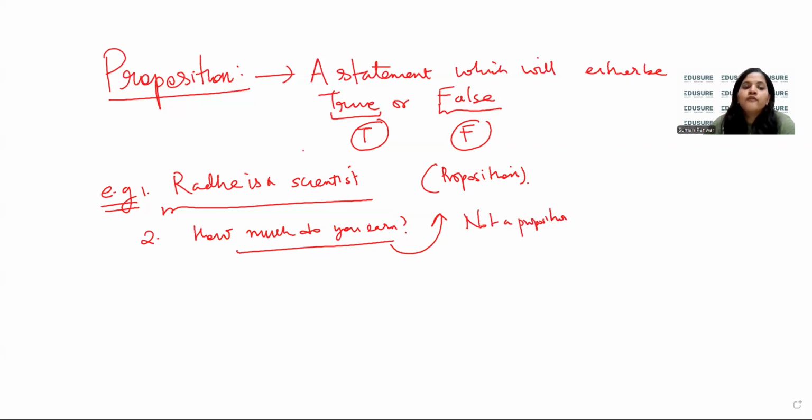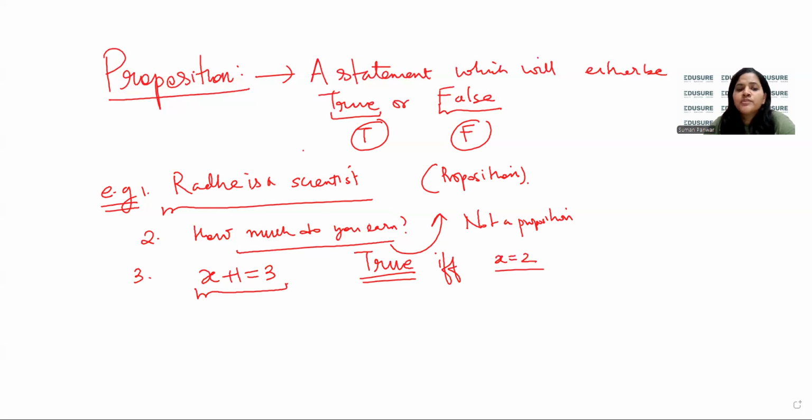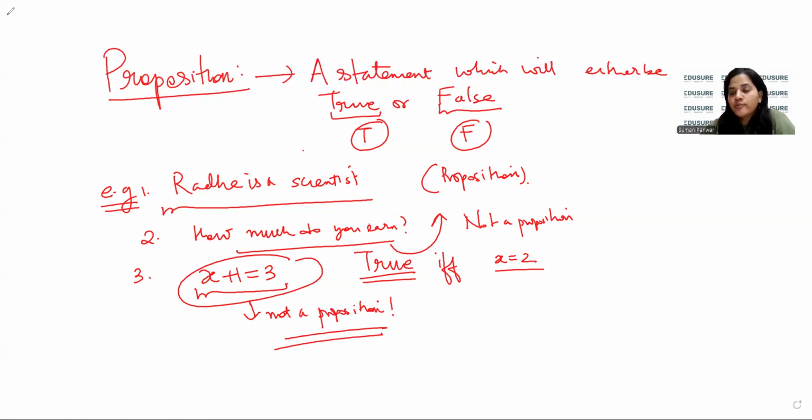Okay. For example, we have a mathematical statement x plus 1 equals 3. Now, x plus 1 equals 3 is true if and only if x is equal to 2. So, it will have different answers depending on the values of x. So, this is not a proposition because we don't know the value of x over here. Okay. So, this is a proposition.